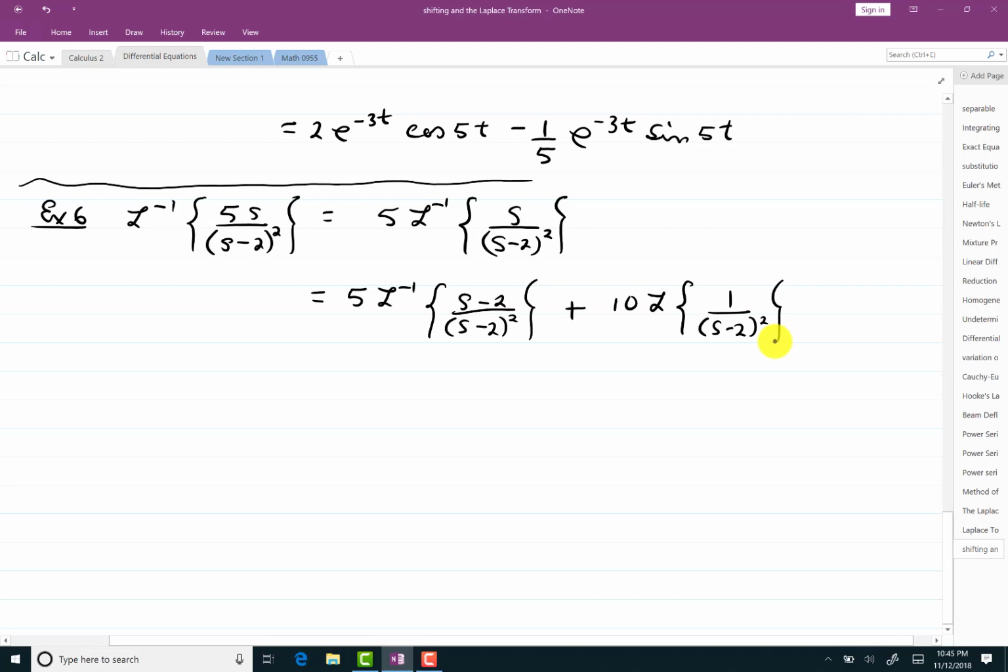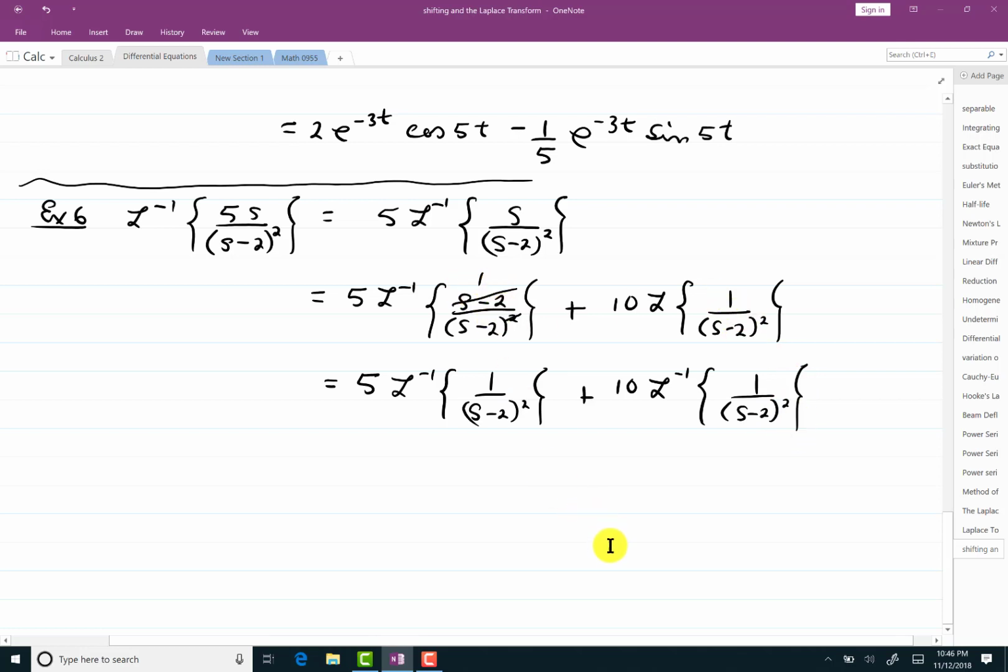Now what we're going to use is going to be a variation on 1 over s. Let me cancel one of these s minus 2's out here, and this is what I have. I have 5 inverse transform of 1 over s minus 2, plus 10 times the inverse Laplace of 1 over s minus 2 squared. When I said I canceled that, I actually forgot to do it, didn't I?